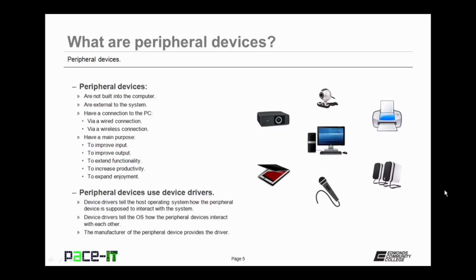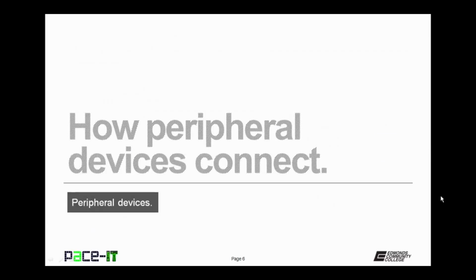Now, peripheral devices use device drivers. Device drivers tell the host operating system how the peripheral device is supposed to interact with the system. The device drivers will also tell the operating system how peripheral devices will interact with each other. The manufacturer of the peripheral device is the one who provides the driver to the operating system or to the user. Now let's move on to how peripheral devices connect to the PC.